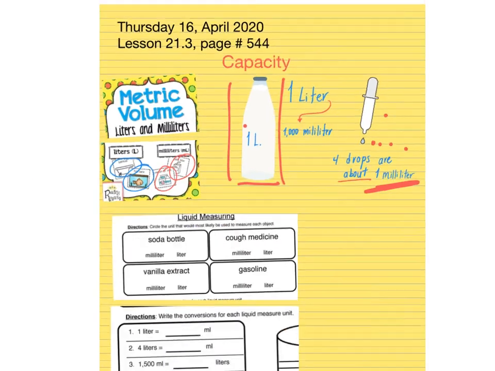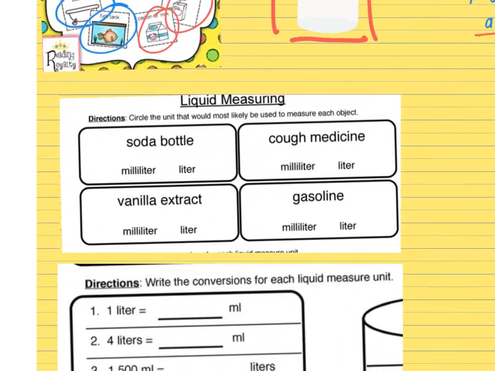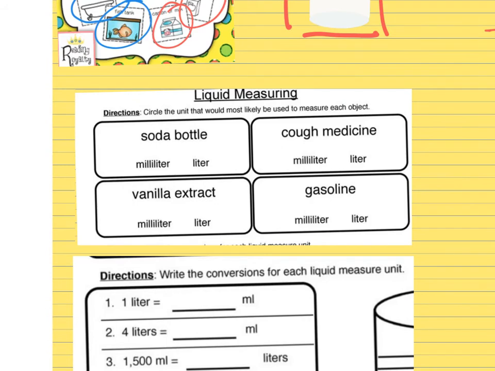Now, how can we use them? Let's try to make some measuring with liquids. The instruction with this piece of worksheet is very clear. It says, circle the unit that will most likely be used to measure each object. So the first object is a soda bottle. What unit are you going to use? Well, in this case, what do you think? You're right. You will use liter.